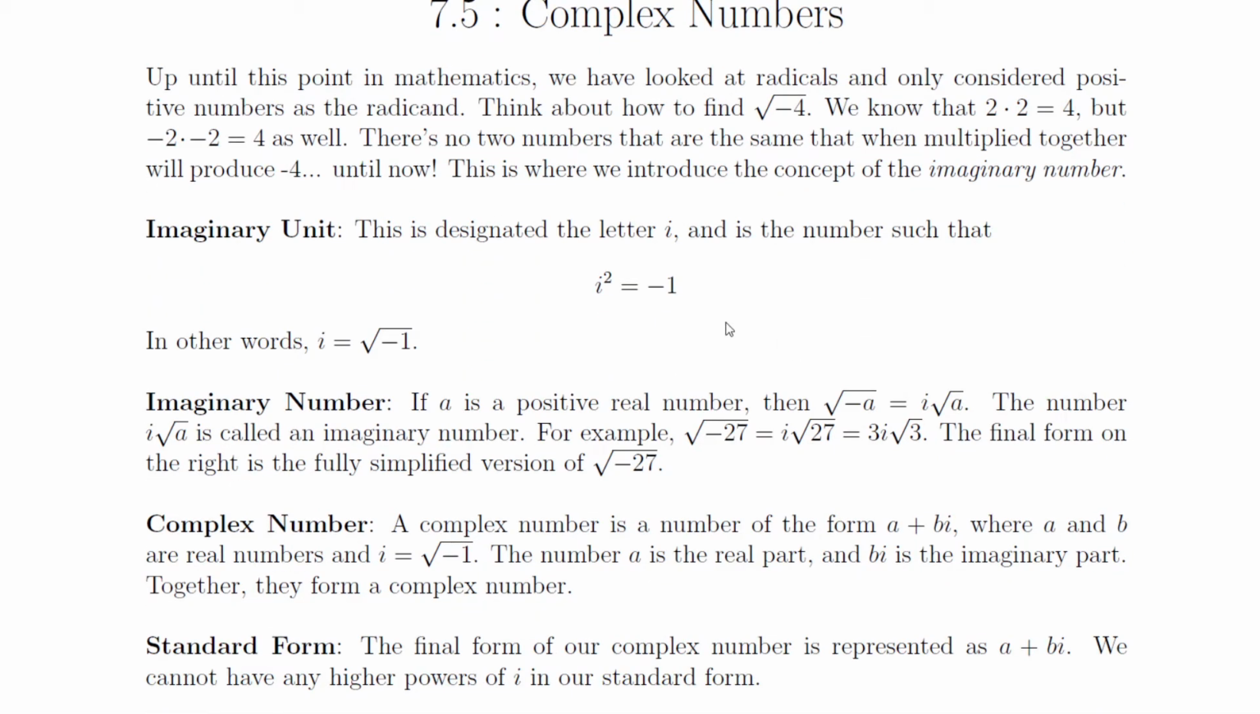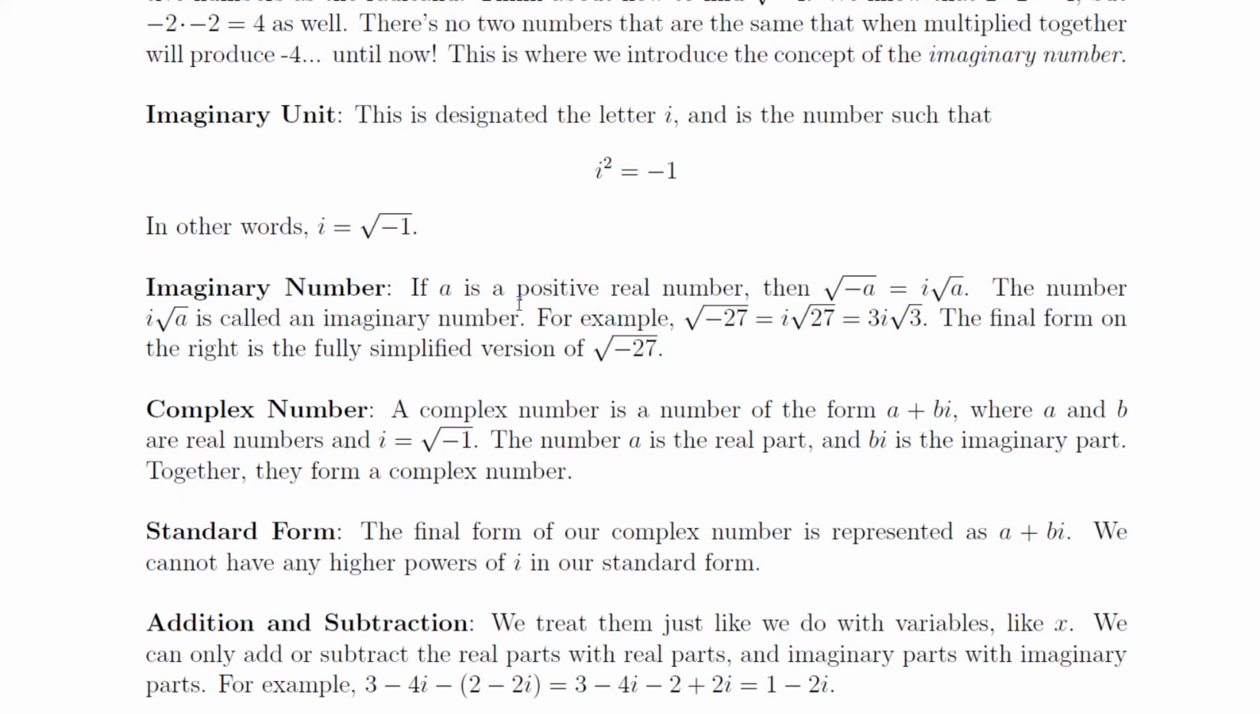So we call the imaginary unit i. It's a little italicized i, and it's a number so that you have i squared is equal to minus 1. Now the implication from that is that i is equal to the square root of minus 1.